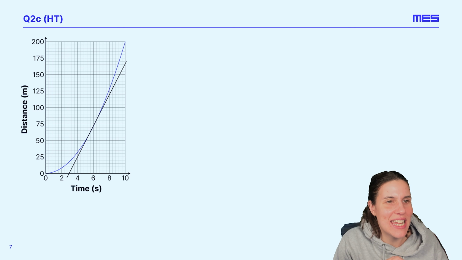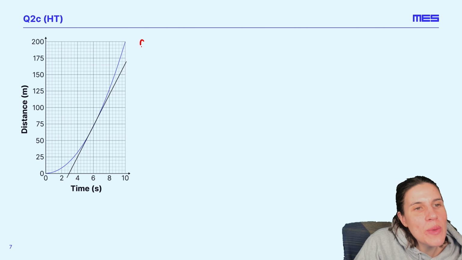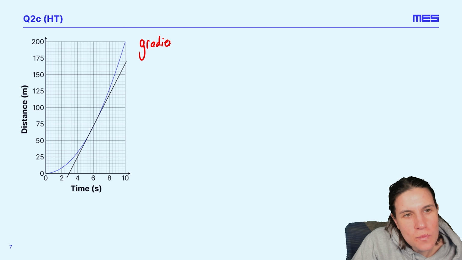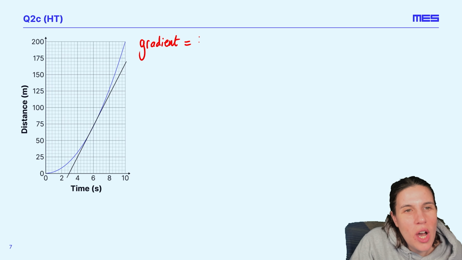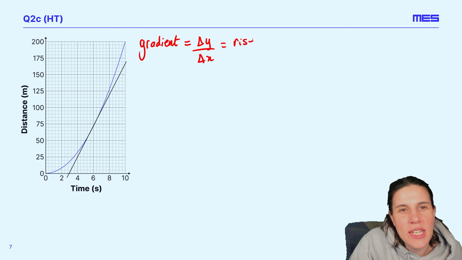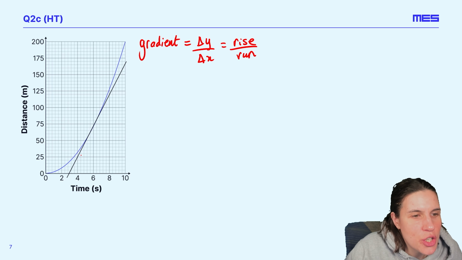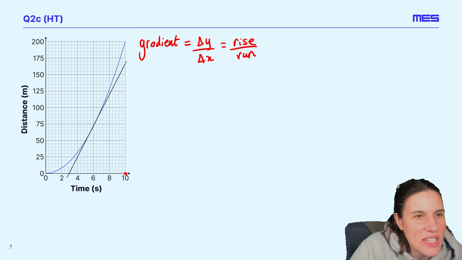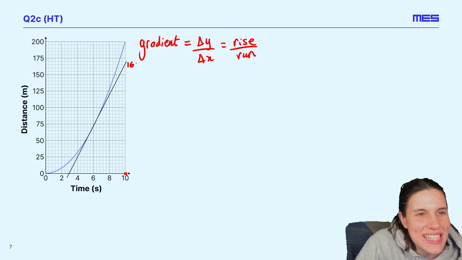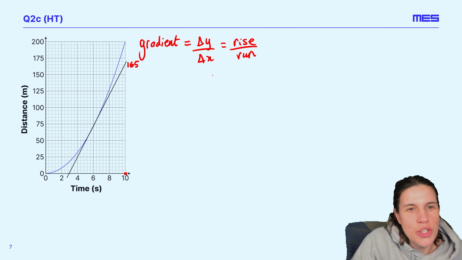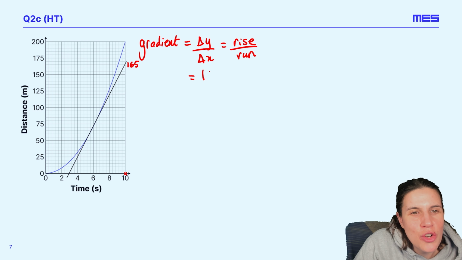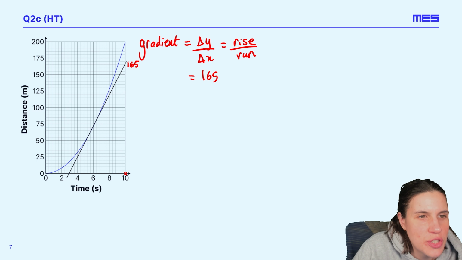speed at 6 seconds. So remember that we calculate a gradient by doing the change in y over the change in x. Now, I sometimes call this rise over run. So we need to work out how much this black line has gone up. So it starts at 0 and goes all the way up here. So that would be 55, 60, 65. So that'd be 165. So the change in y is going to be 165. It's gone from 0 to 165.